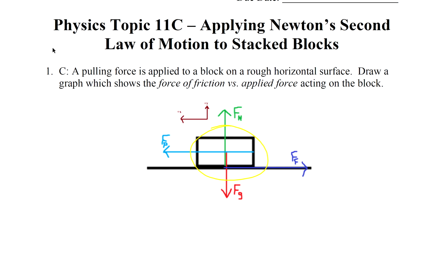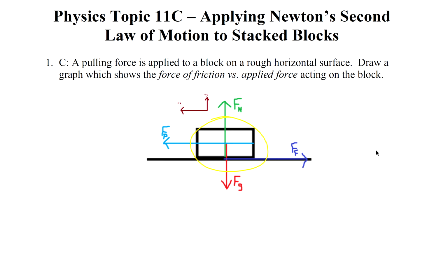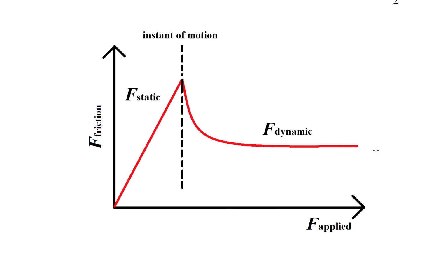So if you push an object more and more and the object continues to not move, that applied force and force of friction increase at the same time. But once the object starts moving, the force of friction actually decreases. So we get something that looks like this. You see, the horizontal axis is the applied force. The vertical axis is the force of friction.